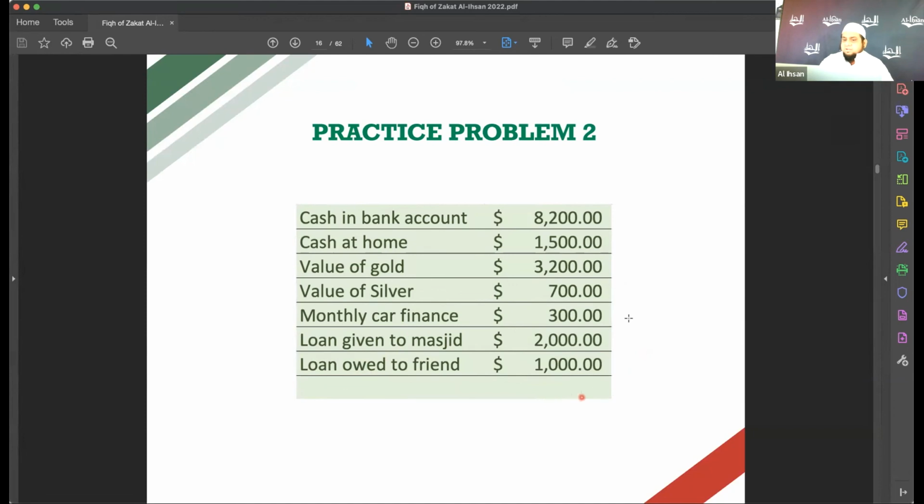So keeping those things in mind, try to see if you could do the calculations for this: what amount of this wealth is zakatable, and how much does that zakat come out to. Okay, take a few minutes. We'll go over the answer and then we'll take a break, inshallah.